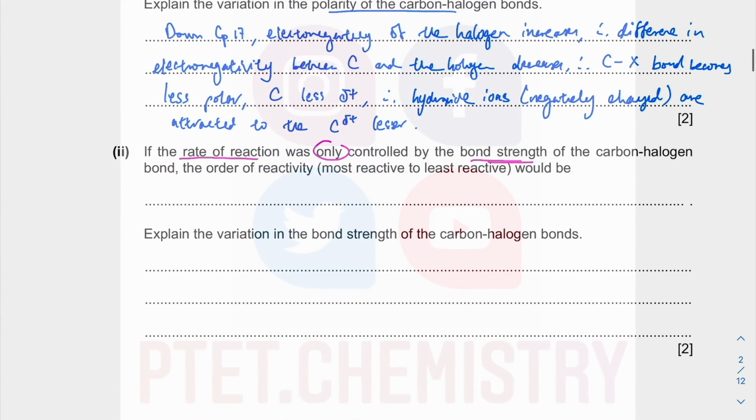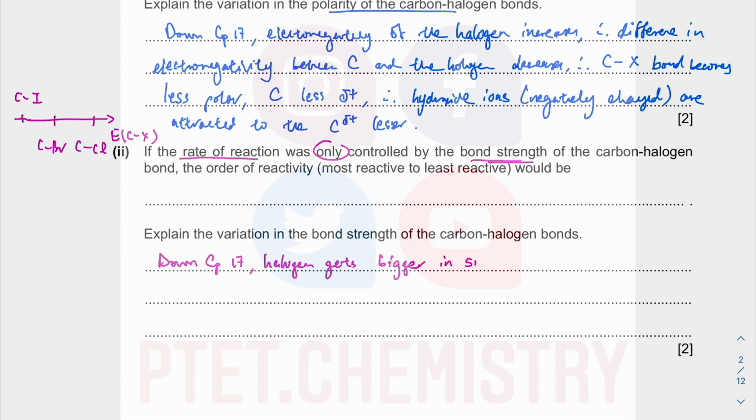Okay, if it is based on bond energy. Because if I have a simple scale, that is your energy of your carbon halogen. So your C-Cl will be stronger than C-Br, than your C-I, because going down the group, the halogen gets bigger, right? So down group 17, halogen gets bigger in size because they have more filled size or atomic radius. They're saying the same thing, okay?